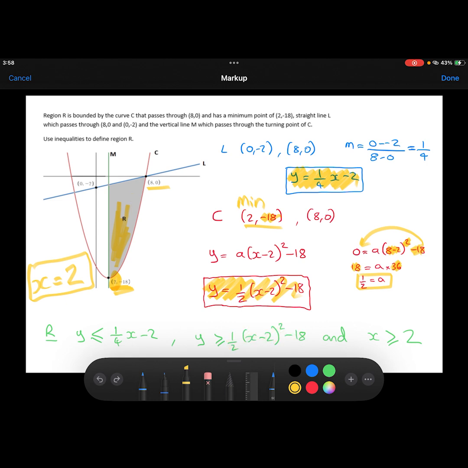And then finally, all of the region R is to the right of the vertical line. It's where x is bigger than 2. So that's why I've said that x needs to be greater than or equal to 2. So these are the three inequalities that describe region R.